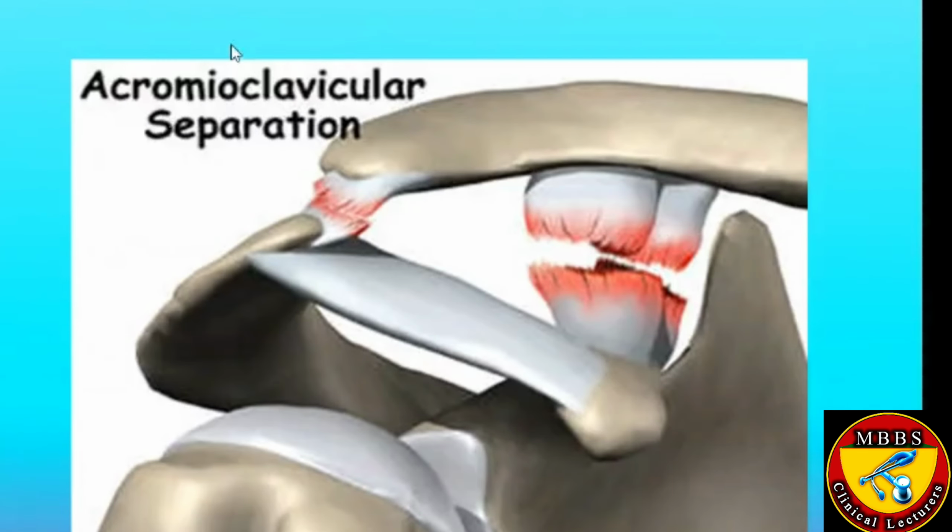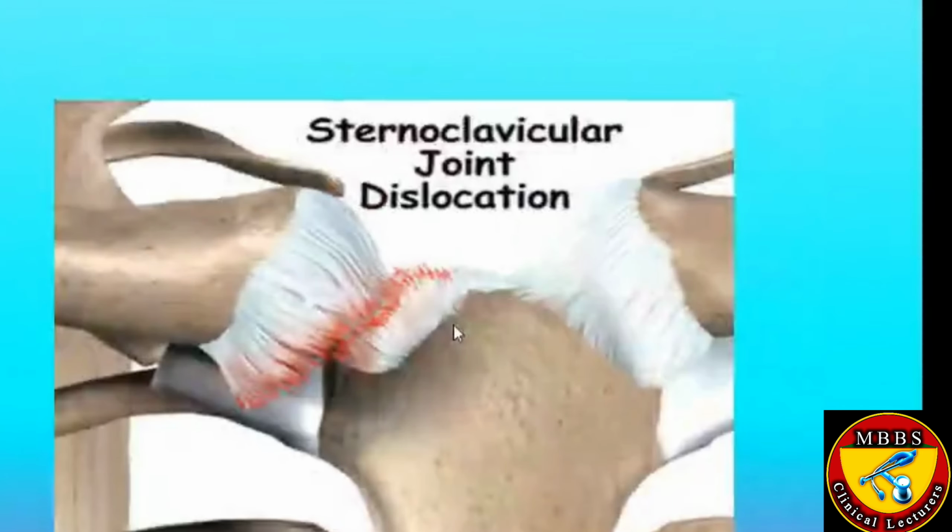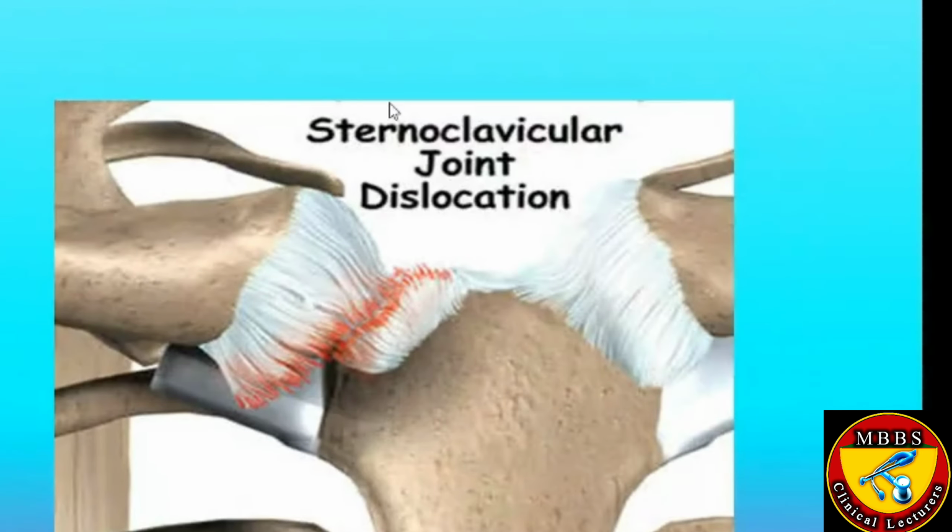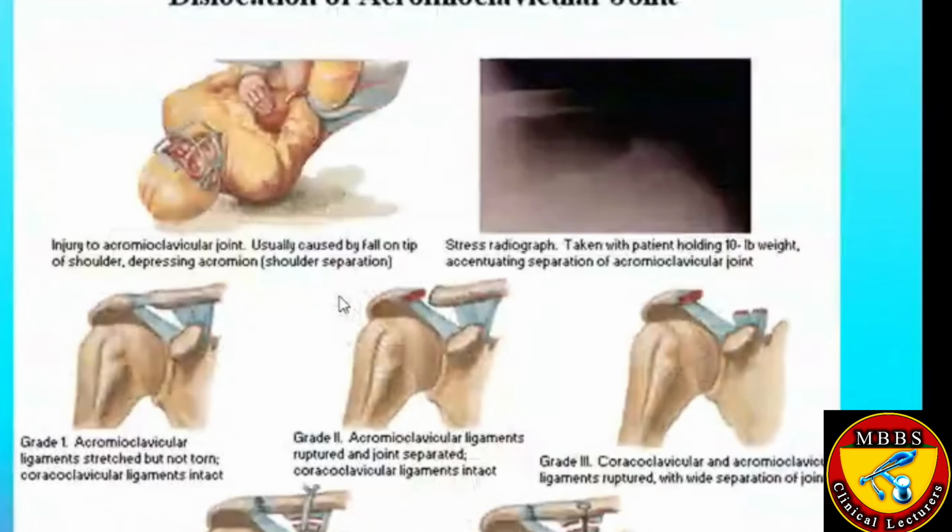Now coming to the injuries, you can see that there is a break in the ligament and we call it acromioclavicular separation. Over here you can see a dislocation of a joint, and this is the sternoclavicular joint dislocation, which occurs due to the break in the ligament. Injury to the acromioclavicular joint usually occurs due to a fall on the tip of the shoulder, depressing the acromion process. They can be of different intensity and we classify them according to grades.